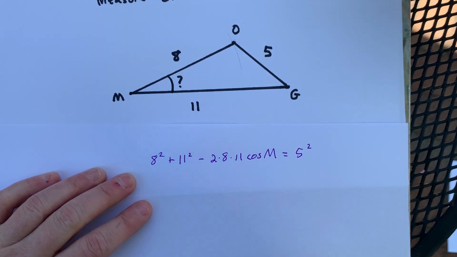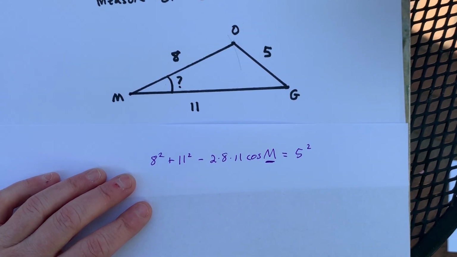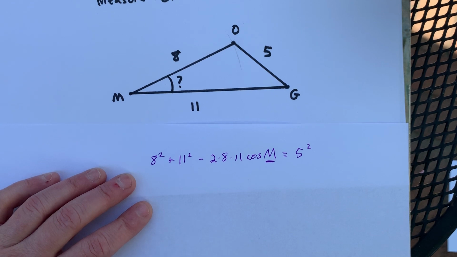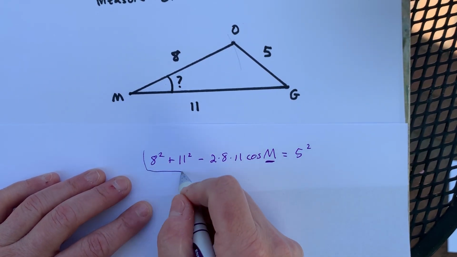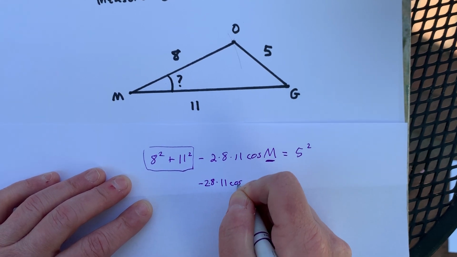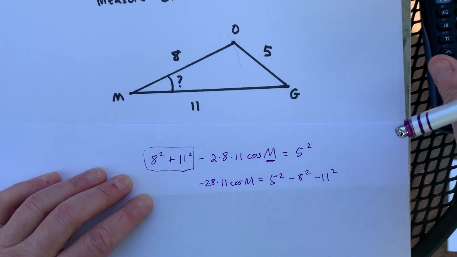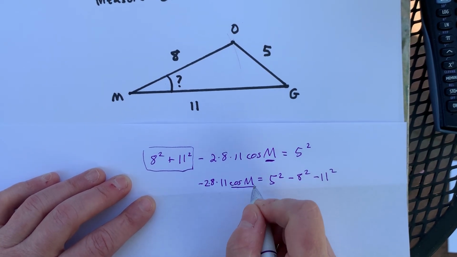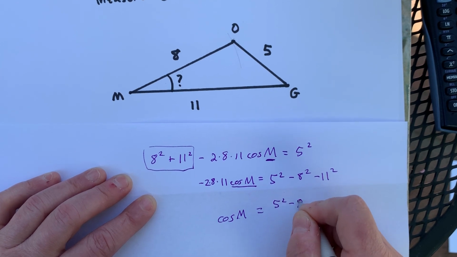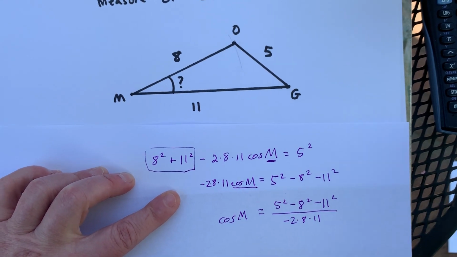All right, so really what this comes down to now is arithmetic. If I want to solve for this piece right here, what do I need to do? I think what I need to do is get this cosine m on one side all by itself. So the first thing I want to do is get these guys over to this side of my equation, so I'm going to subtract them. So negative 2 times 8 times 11 times cosine m is equal to 5 squared minus 8 squared minus 11 squared. And then I still want to get this by itself, so I'm going to divide by these guys here. So cosine m is equal to 5 squared minus 8 squared minus 11 squared, that whole thing divided by negative 2 times 8 times 11.